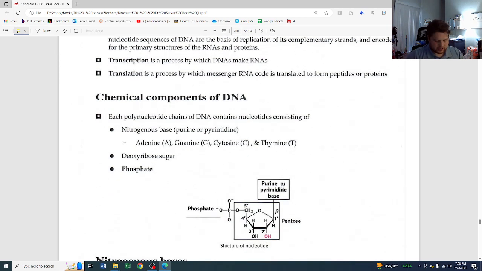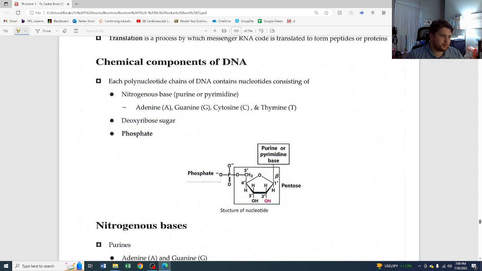So the chemical components of DNA, we're going to look at what DNA is made up of, okay? Each polynucleotide chain of DNA contains nucleotides consisting of a nitrogenous base, so you have a purine or a pyrimidine. So we have our adenine, guanine, cytosine, and thymine. We have a deoxyribose sugar and a phosphate. So see, we got our pentose, our sugar, we have our phosphate, and then our nitrogenous base coming off right there.